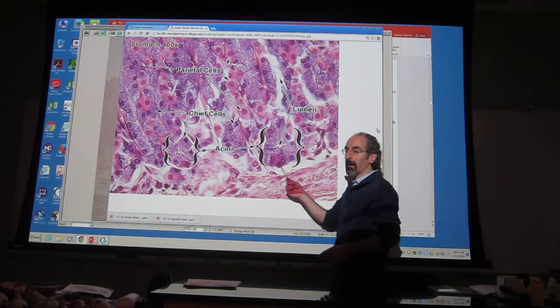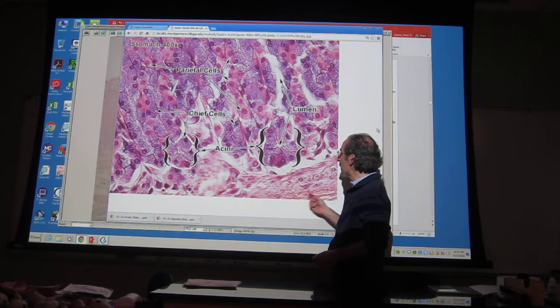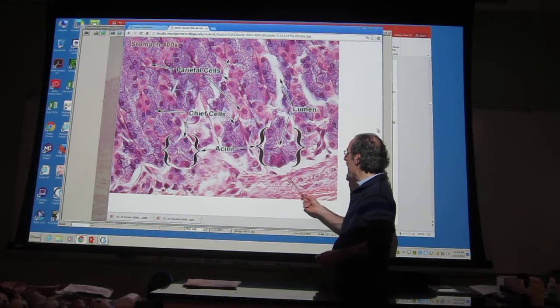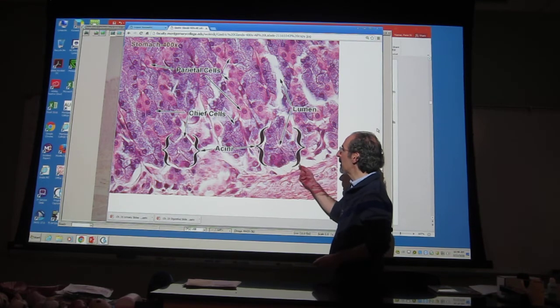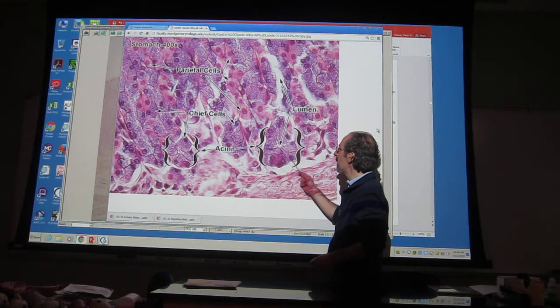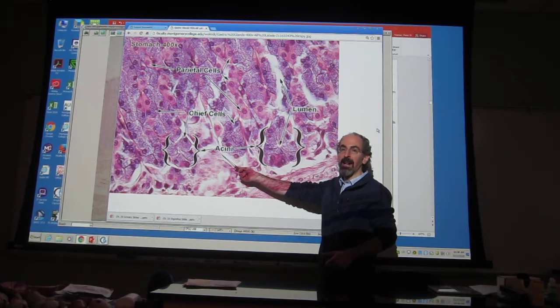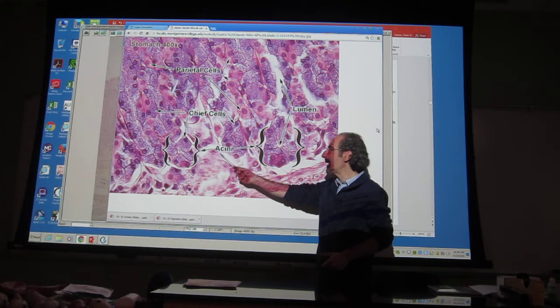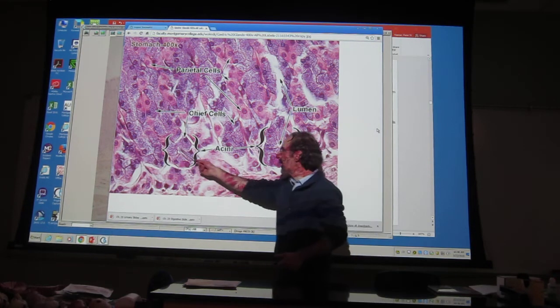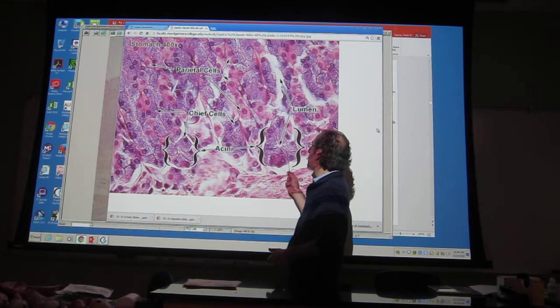This is the bottom of the gastric gland. Here is your submucosal layer, or maybe a little bit of muscularis mucosa, and then your submucosal layer. The pits basically dead end, the tube ends here, into what is labeled here as an acinus. The plural of acinus, A-C-I-N-U-S, is acini. So there's a dead end pouch here, a dead end pouch here, and so forth.